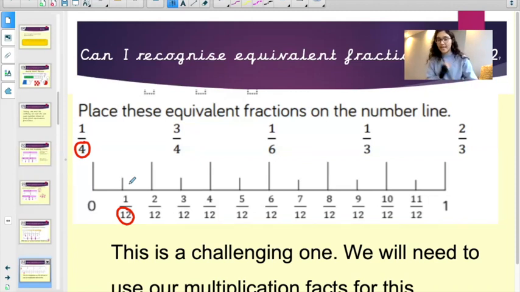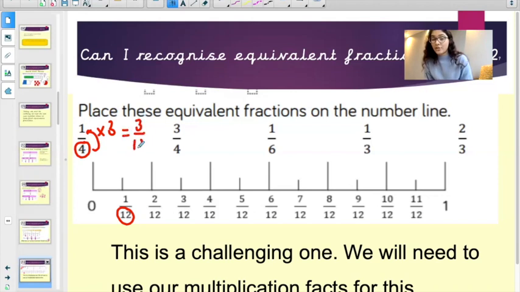So go through your 4 times tables. 4, 8, 12. Stop. How many times have I multiplied? 1, 2, 3 times. So I need to do the same with the top number. I've done 4 times 3 to get 12. So whatever you do to the bottom, you also do to the top. Okay, that's just a rule with fractions. So if I've multiplied by 3 to get to 12, I need to do 1 times 3. What is 1 times 3?